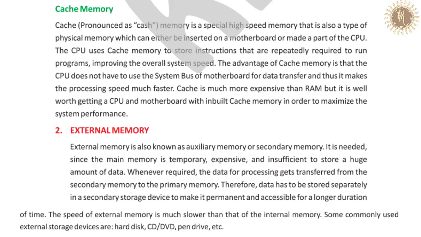Cache memory. Cache, pronounced as cash, memory is a special high-speed memory that is also a sort of physical memory that can either be inserted on a motherboard or made part of the CPU. The CPU uses cache memory to store instructions that are repeatedly required to run programs, improving the overall system speed. The advantage of cache memory is that the CPU does not have to use the system bus of the motherboard for data transfer, and hence it makes the processing speed much faster.